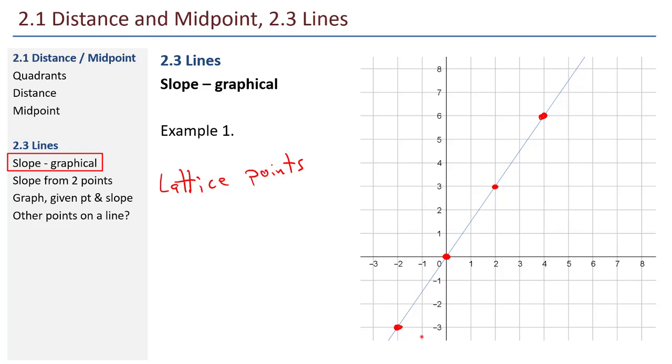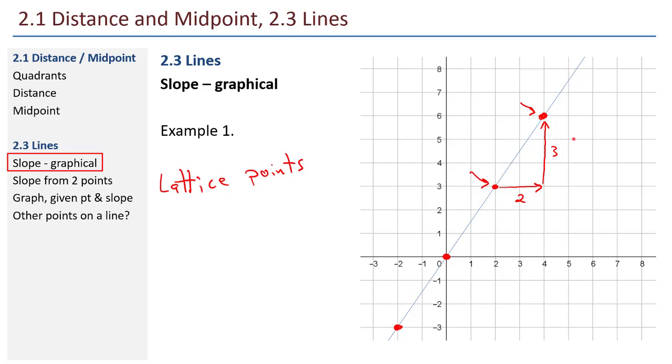Once I find some lattice points, I want to find the change in x and the change in y. So to get from this lattice point up to the next one, how does my x value change? My x value increases by 2. And how does the y change? The y value increases by 3.